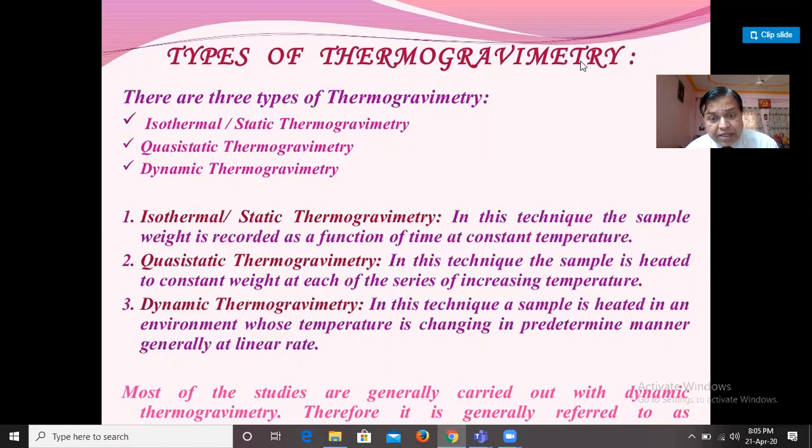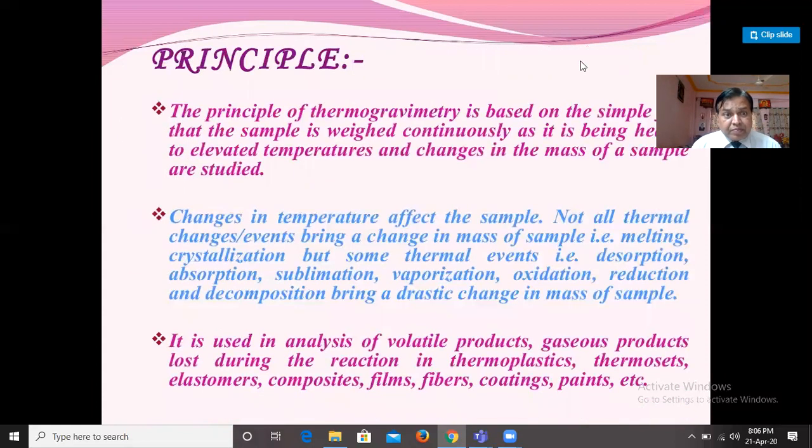Dynamic thermogravimetry. In this technique, a sample is heated in an environment whose temperature is changing in a predetermined manner, generally at a linear rate. Most of the studies are generally carried out with dynamic thermogravimetry. Therefore, it is generally referred to as TGA, a common method of thermogravimetry. Friends, these three techniques come under the heading of thermogravimetry.